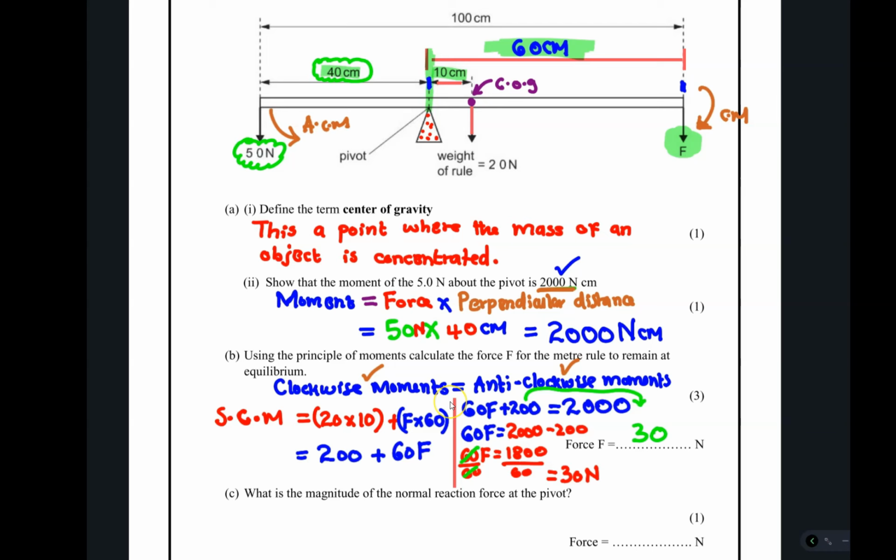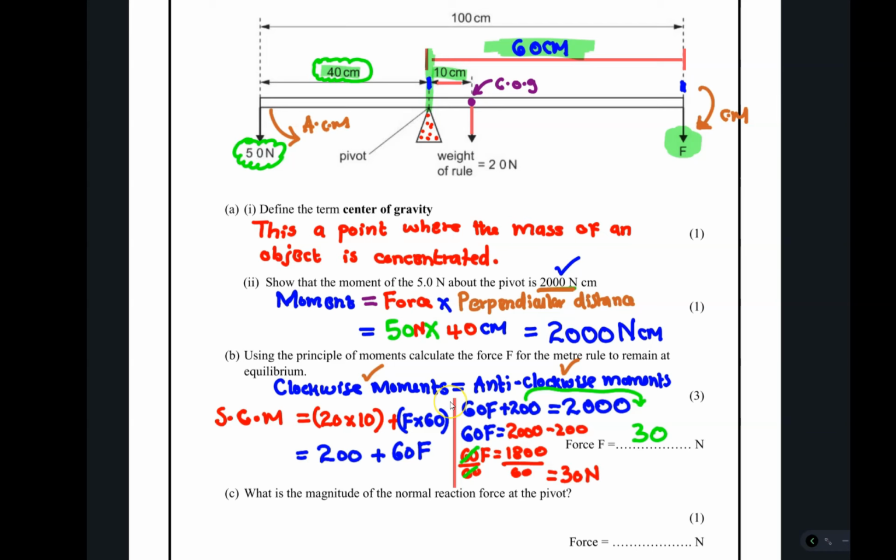Another question that is usually asked is, what's the magnitude of the normal reaction force at the pivot? And the concept that we shall use to find that is that at equilibrium, downward forces equal upward forces. We have downward forces that are acting on the pivot. On both sides, we have 20 Newton, and we have also 30 Newton that we have obtained.